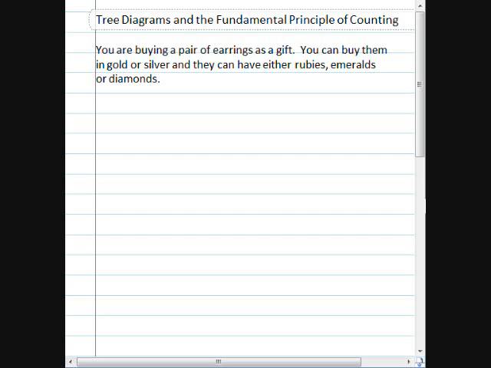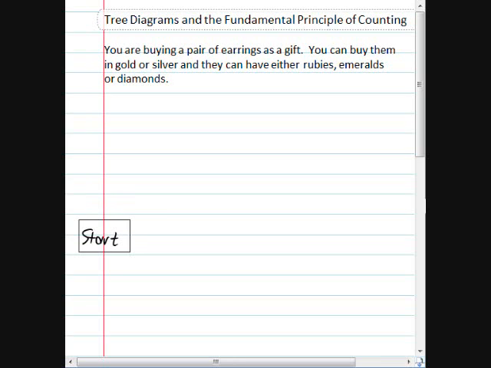What we're going to do is build a tree diagram to describe all of the options you have. A tree diagram begins with a box called a node. And the first node is the start node. Now from the start node, we will draw lines to describe the first decision we're going to make. For example, we could first choose which type of gemstone to put in these earrings: rubies, emeralds, or diamonds.